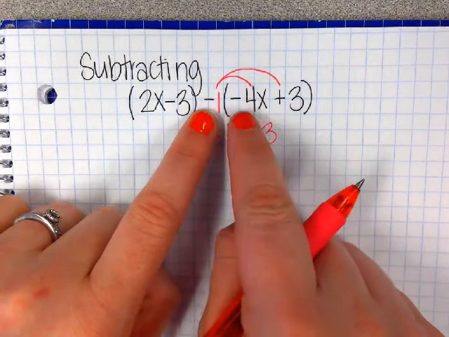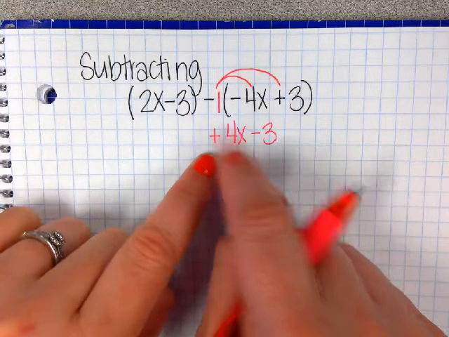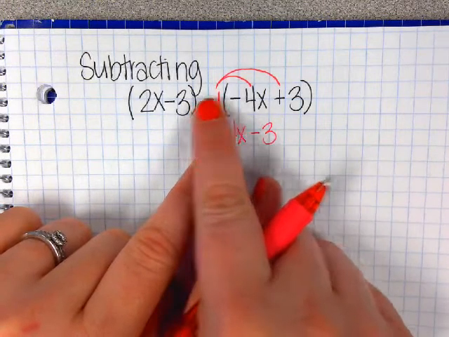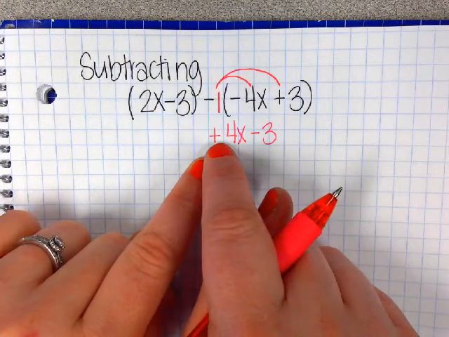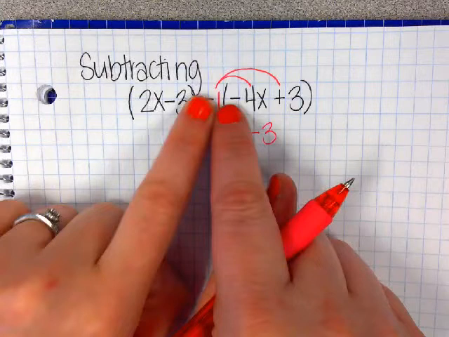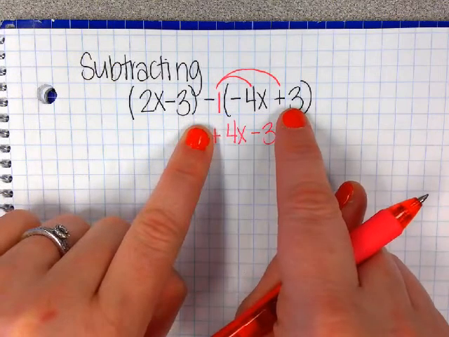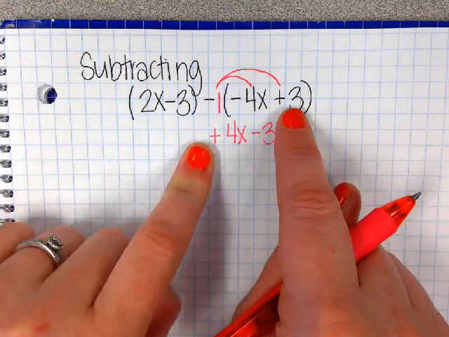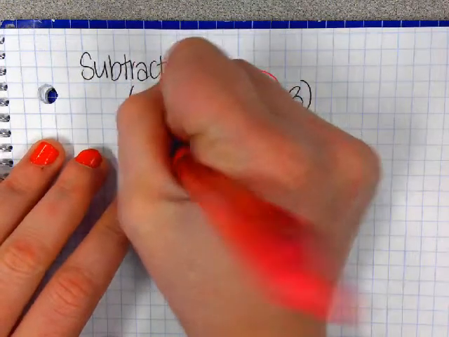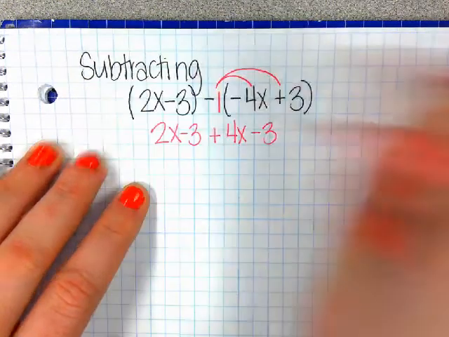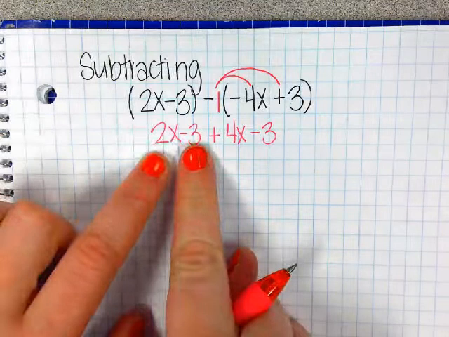Now, if you subtract a negative number, what's the opposite of subtracting? Addition. So remember, subtracting a negative becomes addition. So what ends up happening is you just change the sign of everything in that second parentheses. So let me finish writing this.